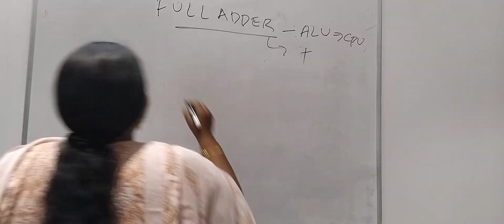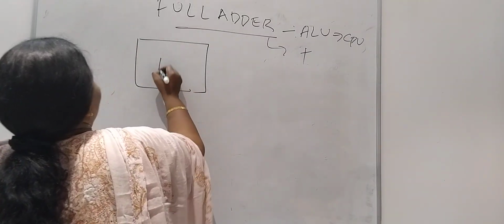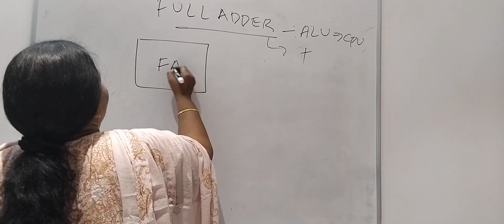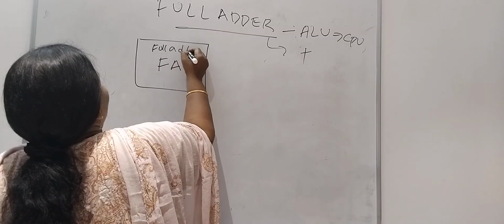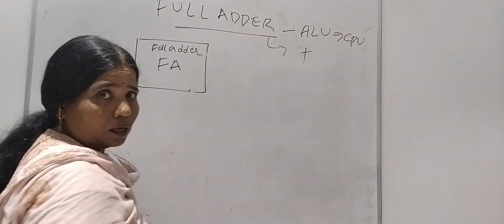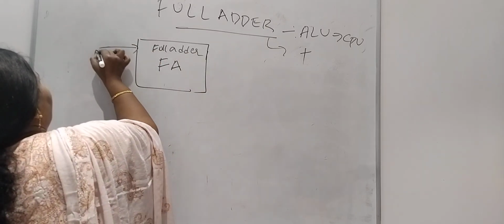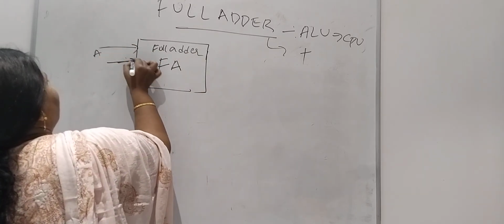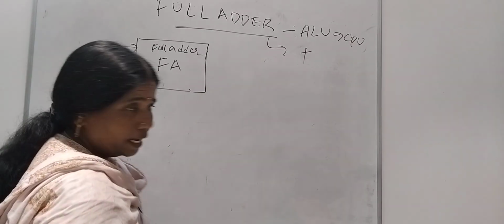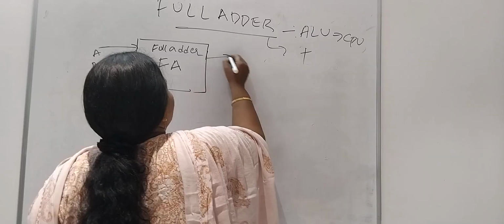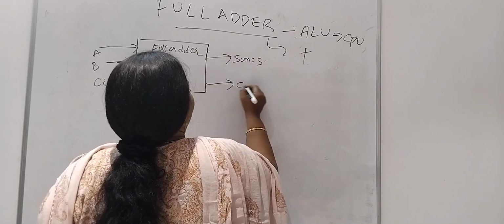Okay, so if you go for full adder, the schematic will be represented with a rectangular box. FA will be written, that is nothing but a full adder. Okay, how many inputs is it going to have? 3 inputs: A, B, and input carry C in. How many outputs is it going to have? Sum and carry.